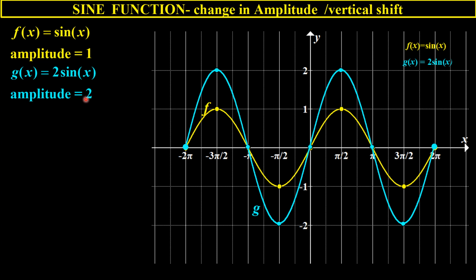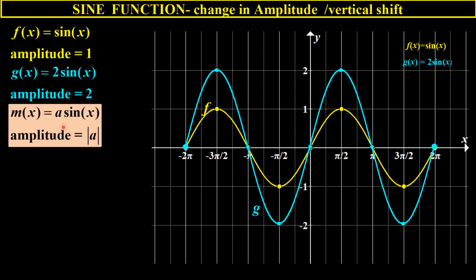We look at the other case where we have negatives there. So in other words, if I have generally a sine x, the amplitude will be this a, but it always will be an absolute value. And you know the absolute value should give you a positive value in the end. So the absolute value of a would be your amplitude.